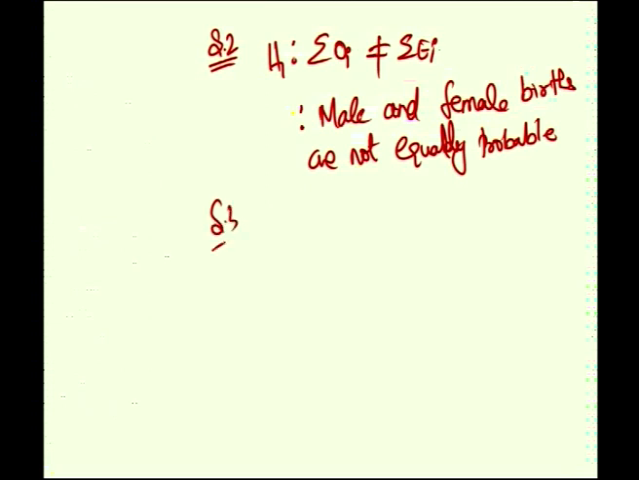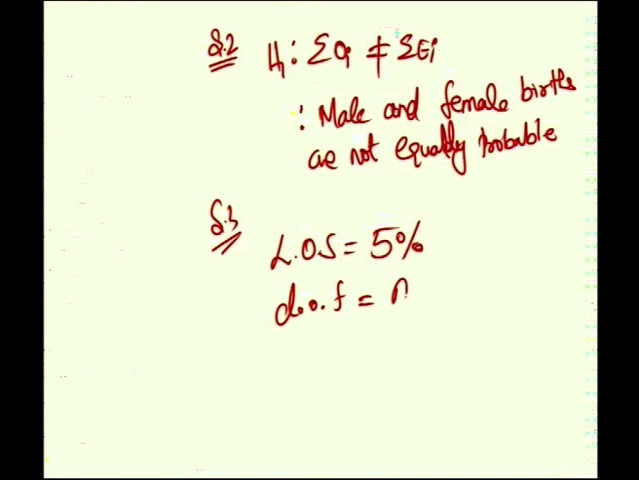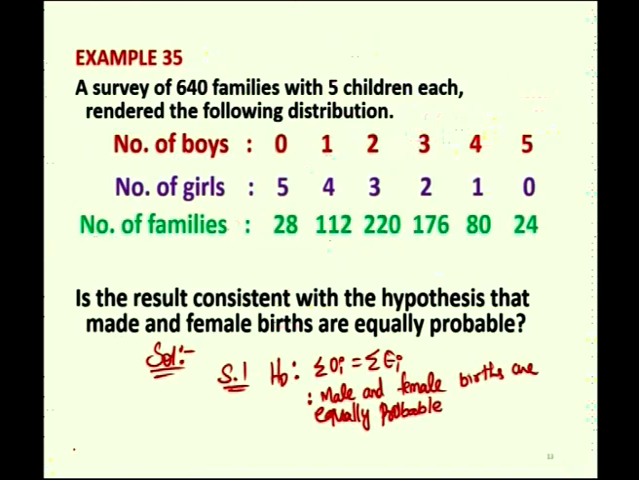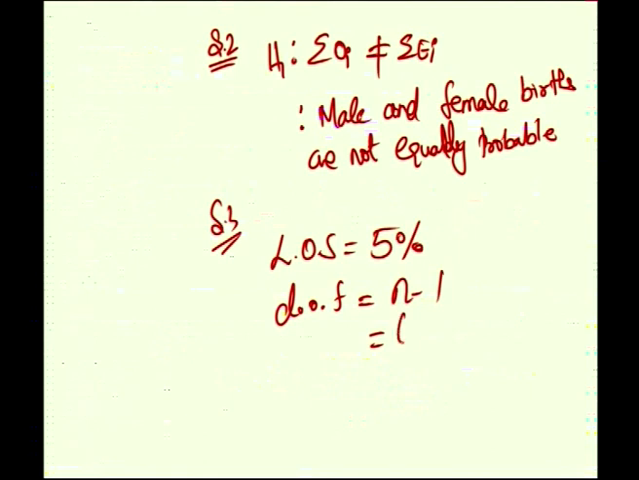Then step 3 is the usual level of significance. Let us fix it as 5% itself, and then degrees of freedom is equal to n minus 1, where n is the number of categories. We see how many categories are given. There are 6 categories given, isn't it? Do not decide by the number of children as n. Here the number of divisions given is 6. Therefore, our degrees of freedom will be 6 minus 1, which is equal to 5.